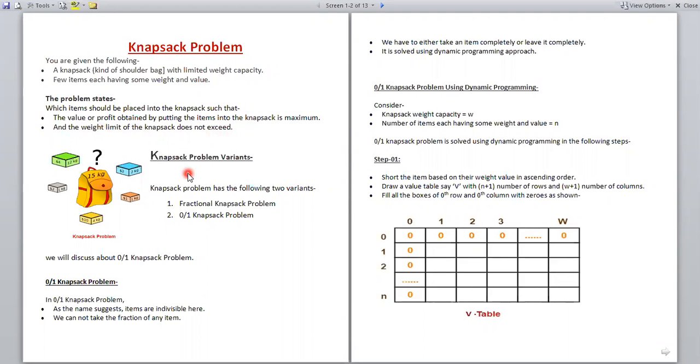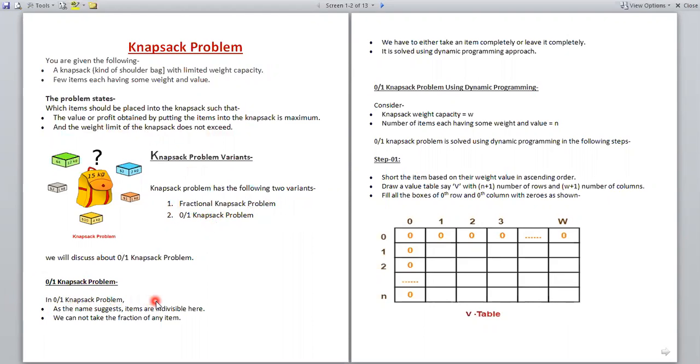So actually, there are two variants of the knapsack problem. One is fractional knapsack and the other is zero-one knapsack. We have already discussed the fractional knapsack, applying the greedy approach to solve it. Today we will discuss the zero-one knapsack and solve it by applying dynamic programming. So what is the zero-one knapsack?